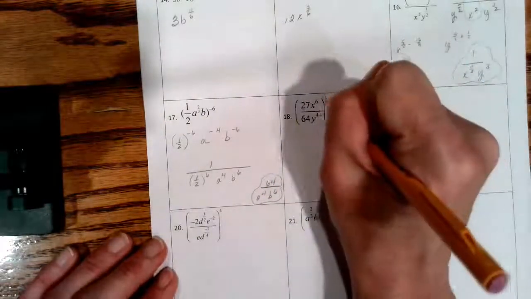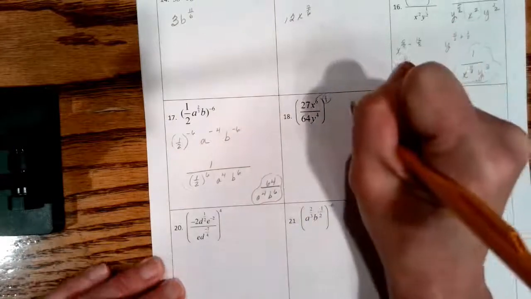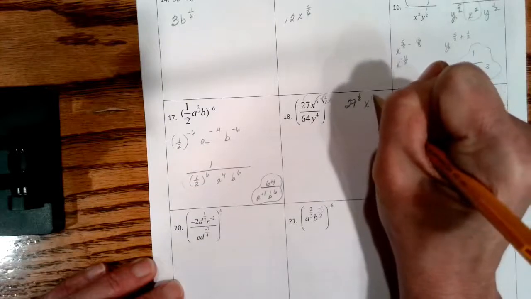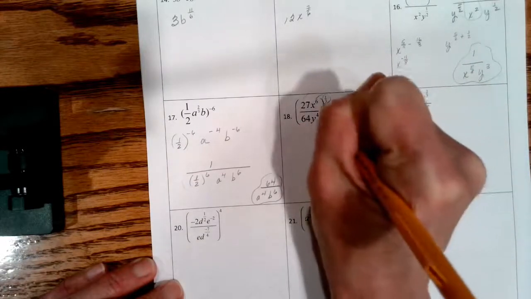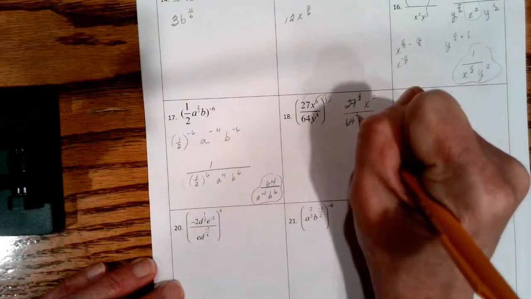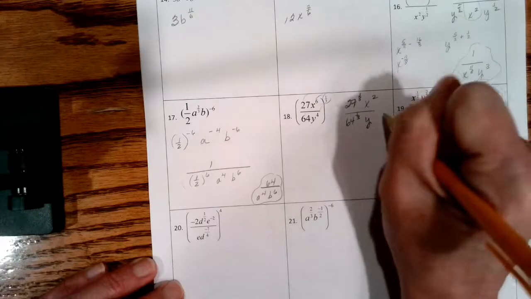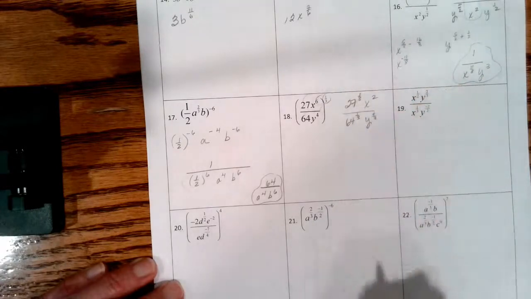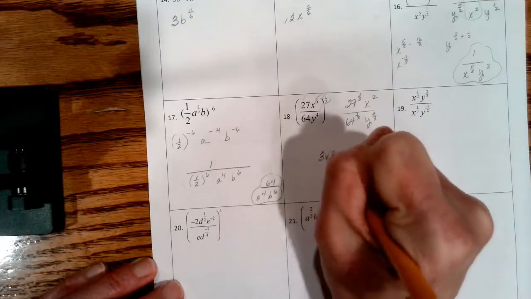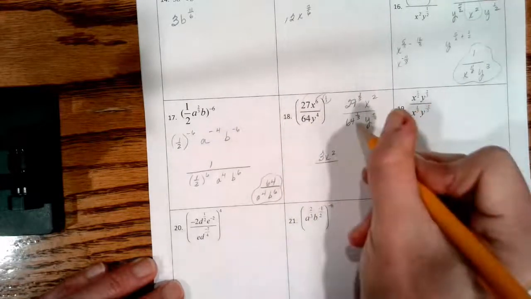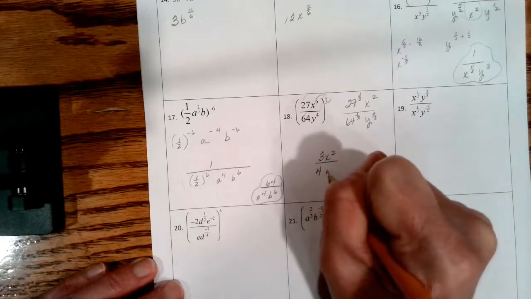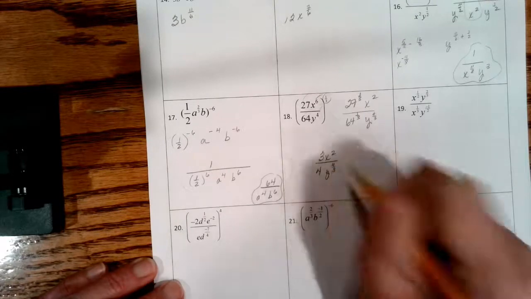Alright, so I distribute this or share it out to each power. So 27 to the 1/3, x squared over, remember it goes to everything, 64 to the 1/3 power, and y to the 4/3 power. Cube root of 27 is 3, x squared over the cube root of 64 is 4, and that's y to the 4/3 power.